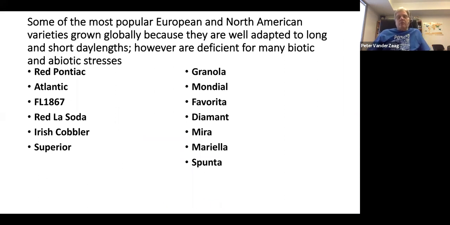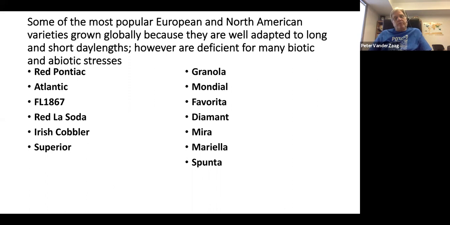And just to look at some of the most popular European and American varieties that have grown around the world, I just list a few here from North America: Red Pontiac, Atlantic, Frito-Lay 1867 is a chipping variety, Red Lasoda, Irish Cobbler, Superior. I should mention the variety Shepody. These have all come from North American breeding programs and have done very well for many, many years in more tropical settings.